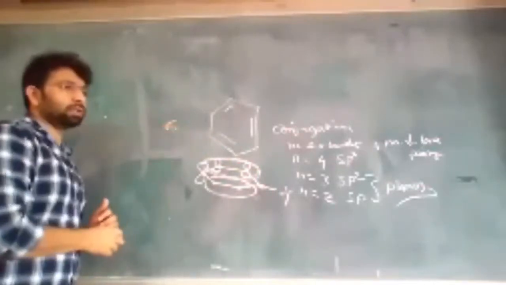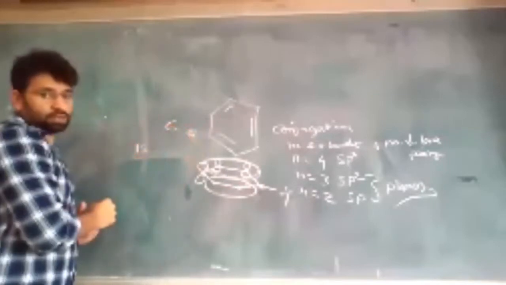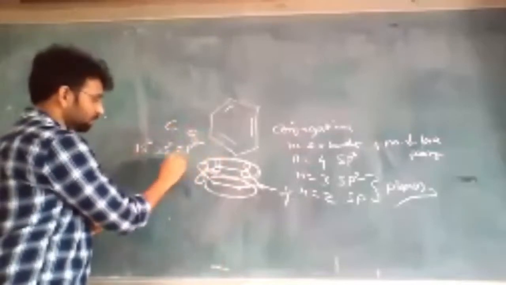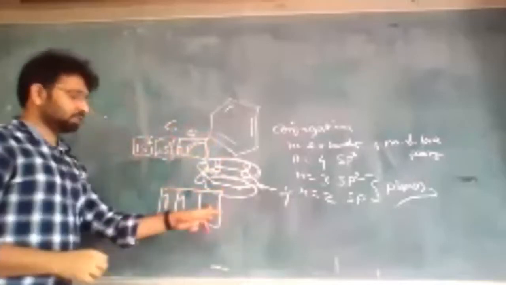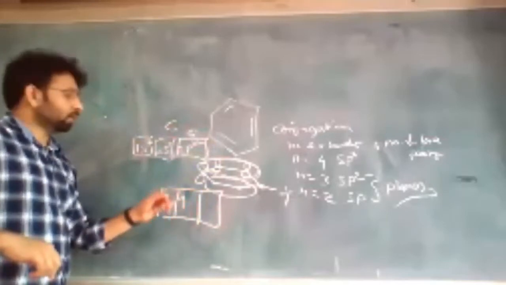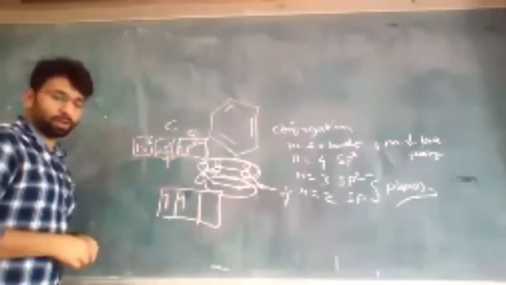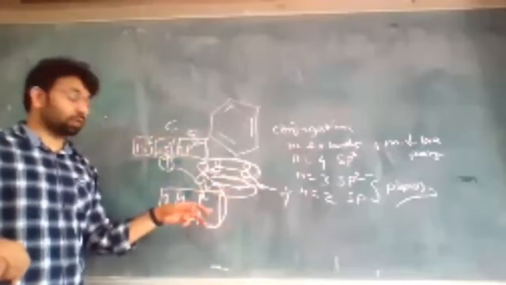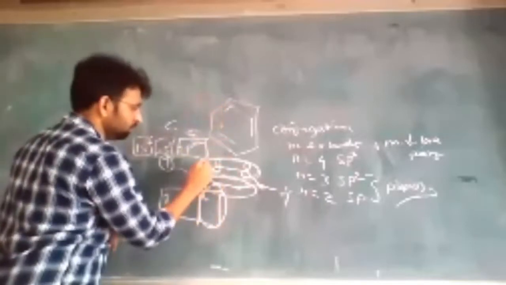What is the electronic configuration of carbon in the ground state? What is the atomic number of carbon? 6. So the configuration is 1s2 2s2 2p2. Okay, so this is complete, this is complete, this has one and one, and this is half, this is vacant. During hybridization, in the excited state, one s electron jumps into the vacant p orbital, and the remaining pz orbital will remain unhybridized, and this electron revolves in the benzene ring like this.